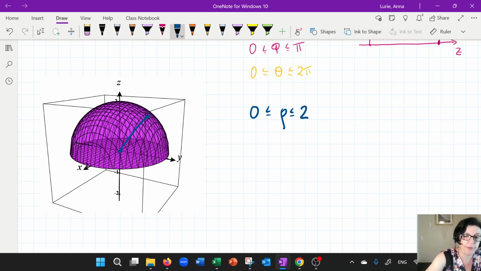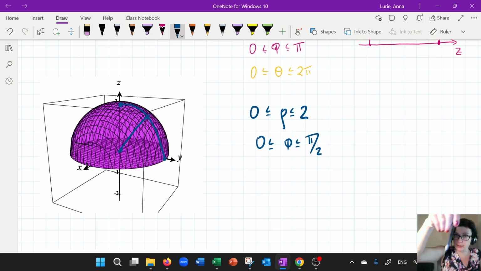Now, the angle phi, that's going to change because when you're on the top over here, then it's 0 with the z-axis, and then you go all the way up to here, right? And so it's not going to go all the way down. It's going to stop at pi over 2. So your angle phi is going to be from 0 to pi over 2.